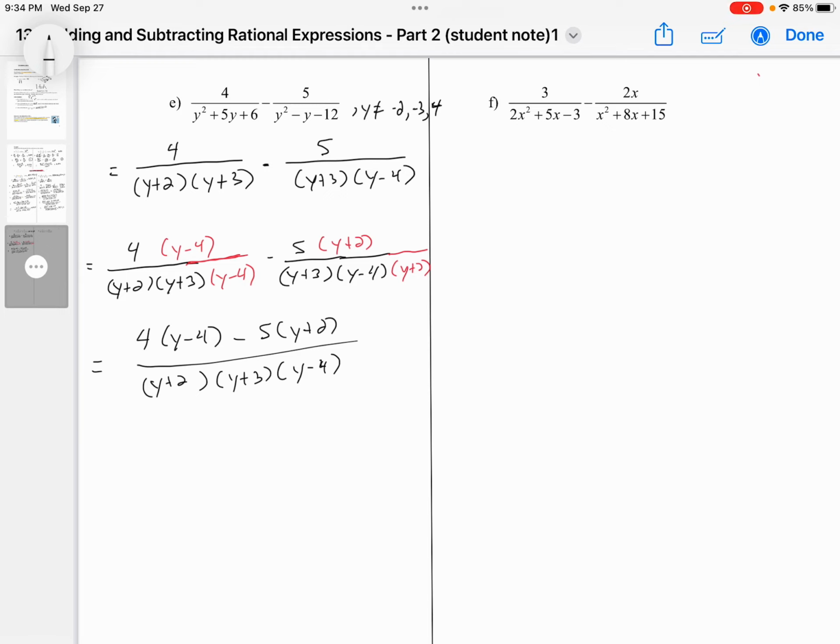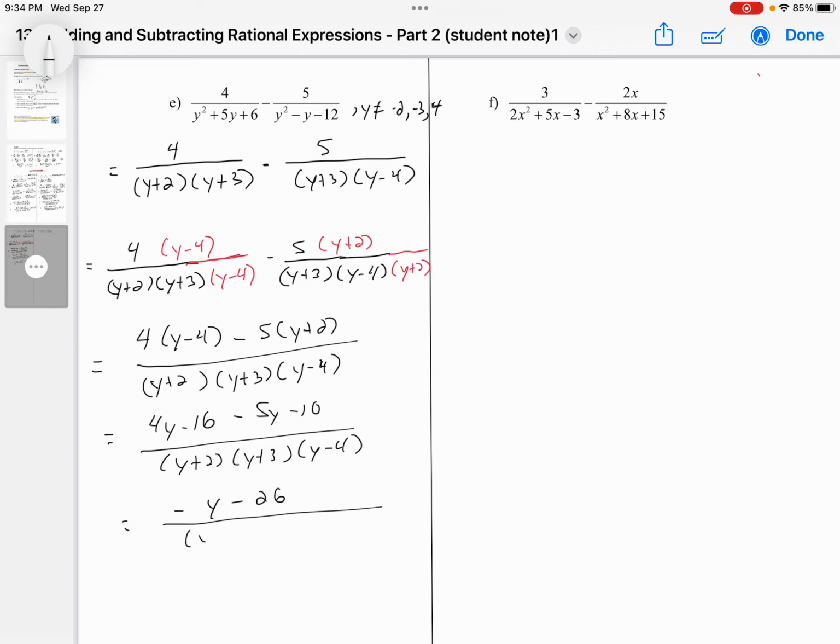The kind of practice you did way back in grade 8 and 9. So I'm going to get 4y minus 16 minus 5y minus 10 over y plus 2, y plus 3, y minus 4. Great stuff. And I get negative y minus 26 all over y plus 2, y plus 3, y minus 4.